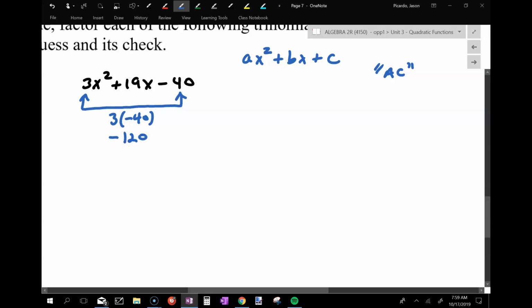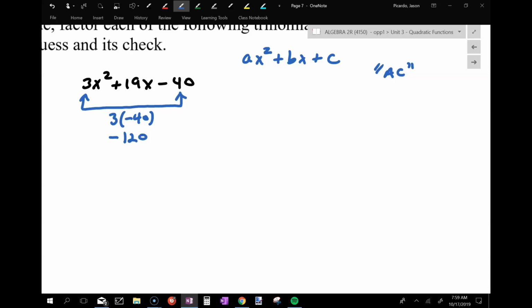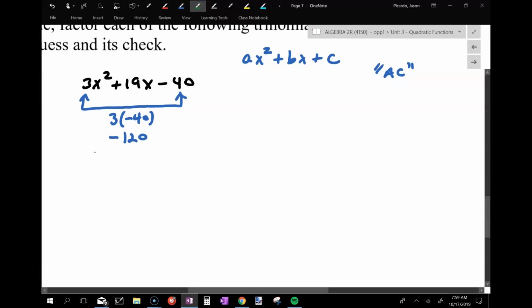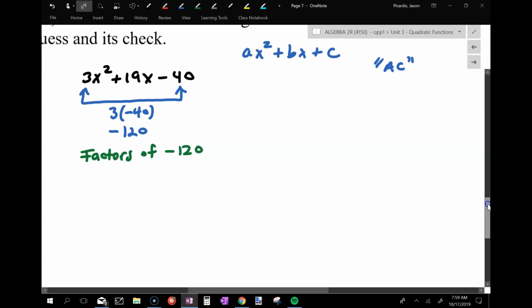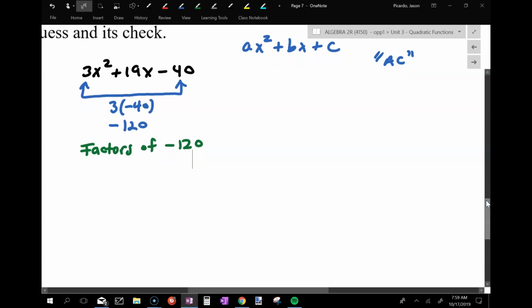And you're going to get negative 120. Now, here's what you need to do next. You now need to list all of the factors of negative 120. Guys, there's a whole bunch of them, right? What are all the possible factors? Well, negative 120 and 1. But there's also the flip signs of that, right? So that. All right, give me another one.